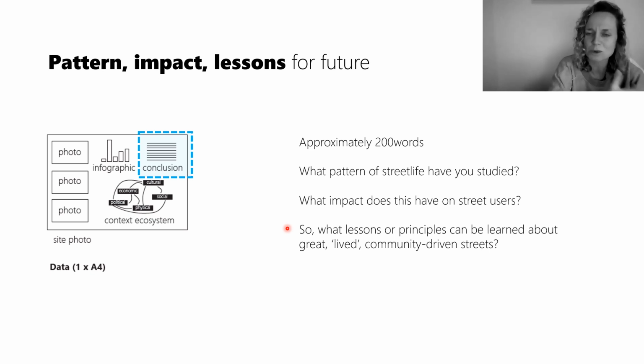You guys are architects, what do we need to do socially and spatially? And how do those two things interact? That's what we're trying to get you to do in the conclusion. Your context ecosystem gives us the why, the background. Your conclusion just summates what pattern you've studied, what impacts this pattern has on street users, and what lessons or principles we can draw from that about great lived or living streets.